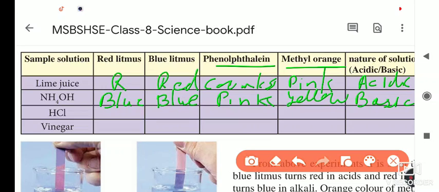Now the next one is hydrochloric acid, that is HCl. So here also it is an acid.